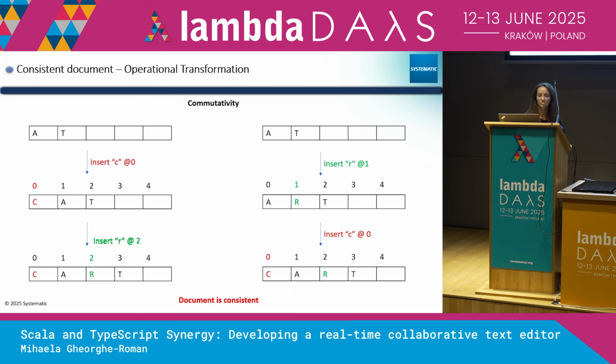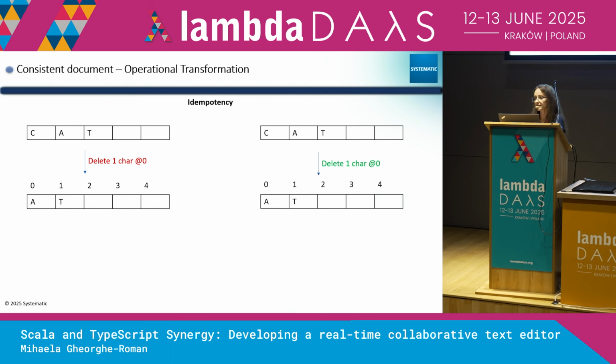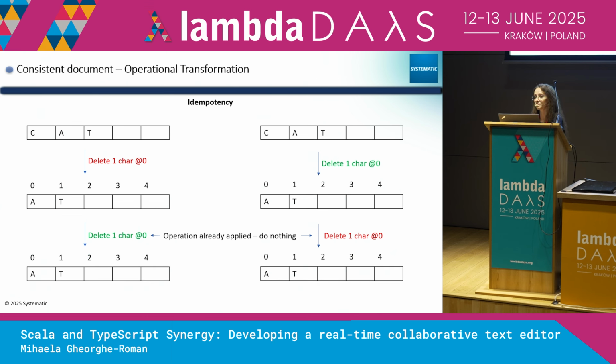Let's see if everything works fine on the idempotency part, so the delete operation. We had cat. User 1 deletes the first character on position 0, ends up with ANT. User 2 does the same. And when the notifications start to appear at each of the users, we identify that those already happened. So we don't do anything. We just skip applying the same operation all over again. And once again, the document is consistent.